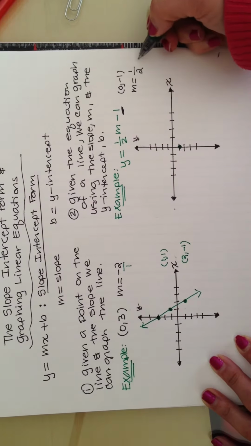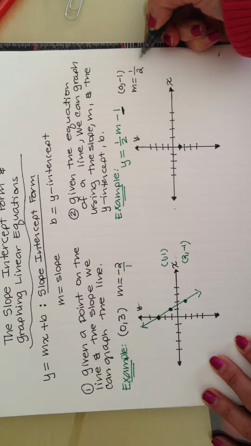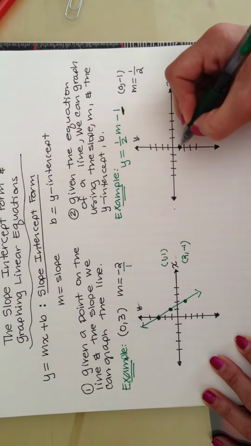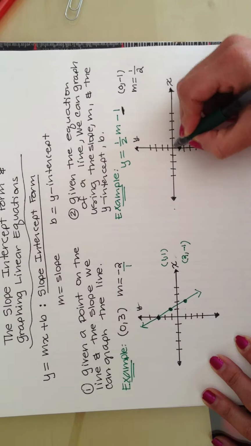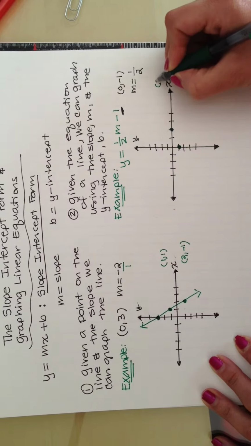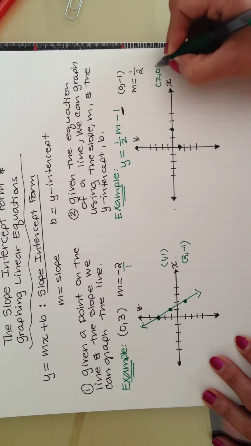Our slope in this case is positive. If it's positive, we would move up 1 unit and 2 to the right from the y-intercept. So you get a second point. You want to label your point (2, 0).